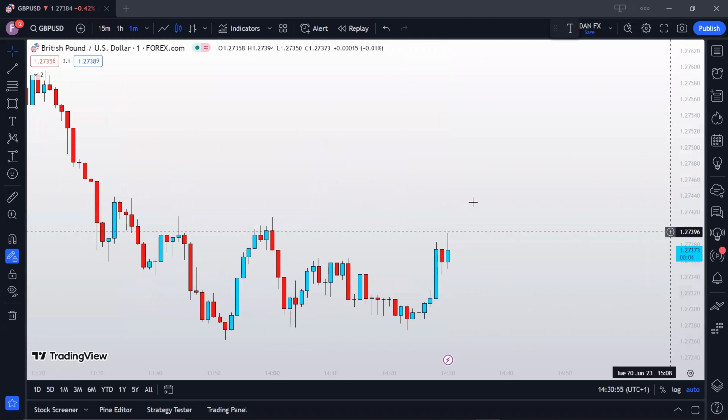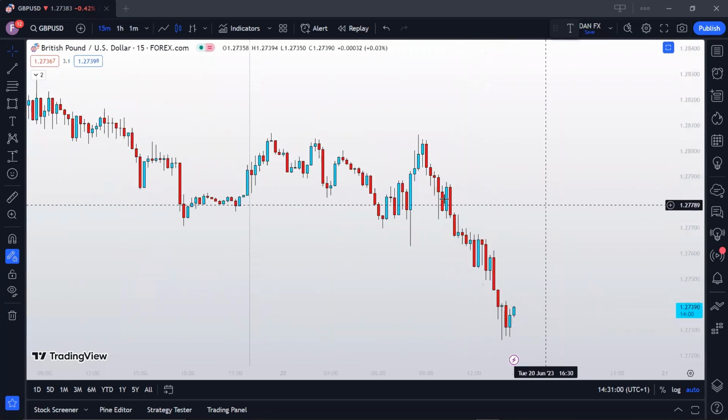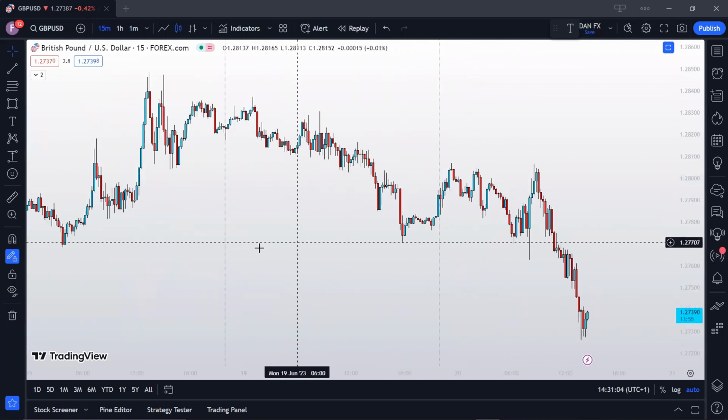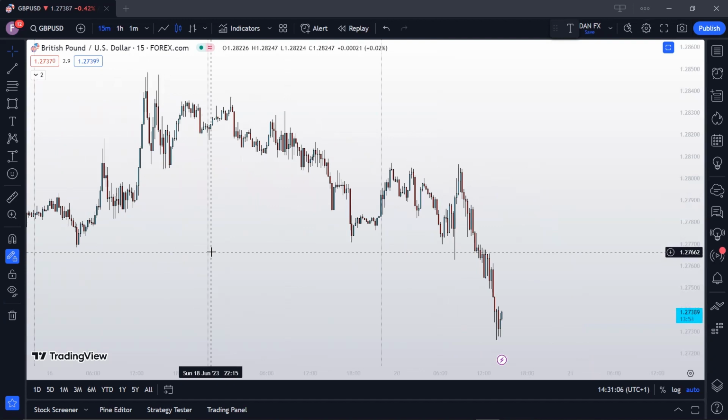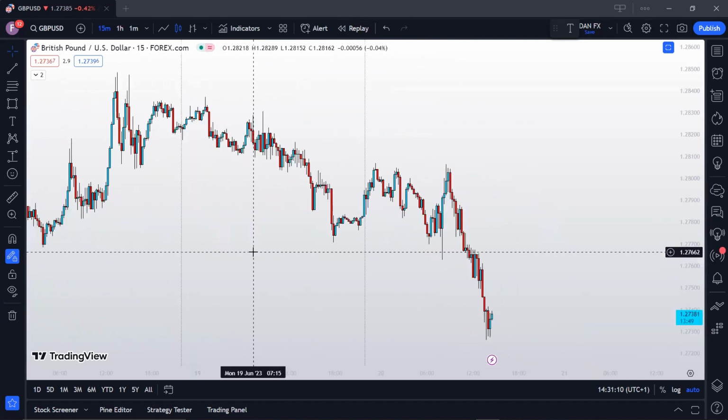When analyzing the markets, we use these candlesticks as confirmations. We use a combination of different candles to predict where the market is going to go, and I'm going to be explaining that in the next videos.